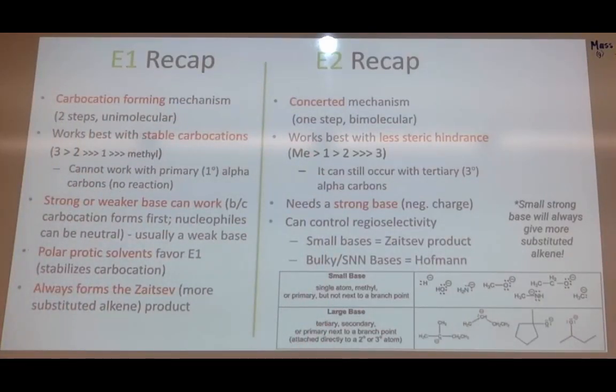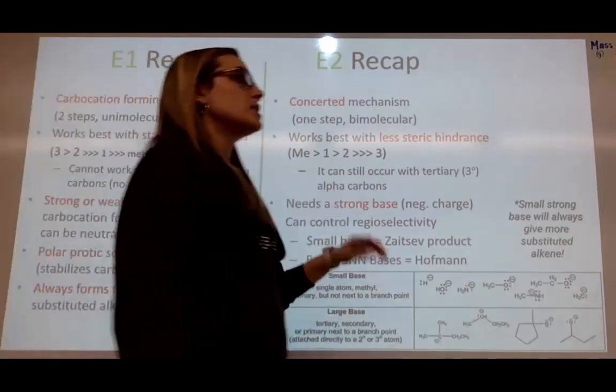A strong or weak base can work with E1 because the carbocation forms first, but usually we are going to see a weak base used. Weak bases tend to be neutral, so ethanol, methanol, those are weak bases. And then polar protic solvents favor E1. That's because it stabilizes the carbocation. So methanol, ethanol, not only are those neutral nucleophiles, weak bases, they're also protic solvents. They can hydrogen bond. And then E1 reactions will always form the Zaitsev product, the more substituted alkene. Then we shift over to the E2 reaction.